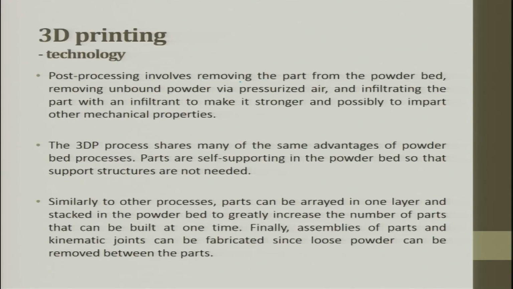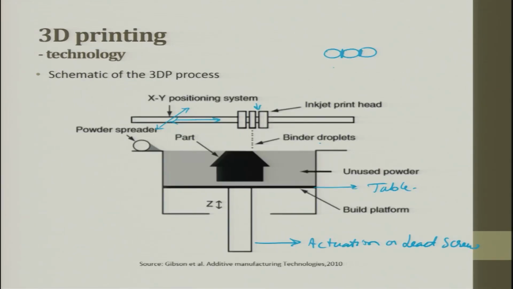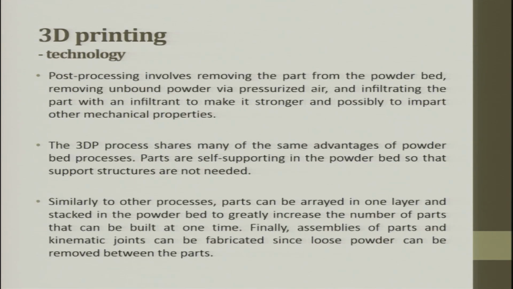The post processing involves removing the part from the powder bed, removing unbonded powder via pressurized air. So, whatever powder was available, now you put a vacuum suck, a vacuum cleaner. So, this just cleans and sucks all the loose powders and it is taken back. Now, that is reused and fed into the tank of the powder spreader. Then pressurized air and infiltrating the part with the infiltrant to make it stronger and possibly to impart other mechanical properties.